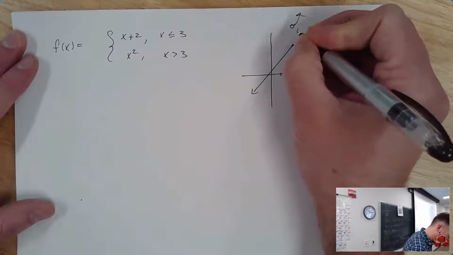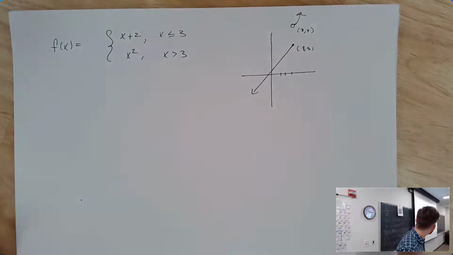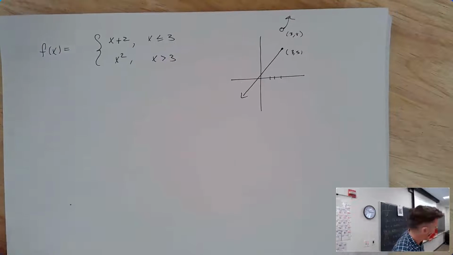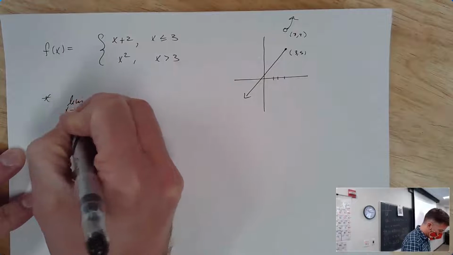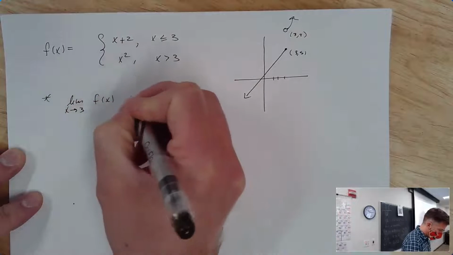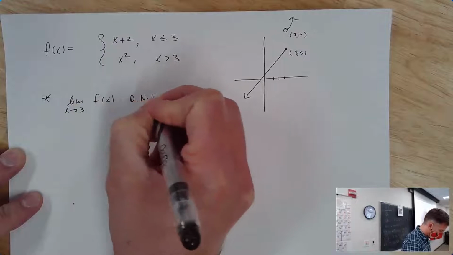Kind of looks like that. It looks better than that, but that's a very, very big idea. And clearly from the picture, we can see the limit doesn't exist as x approaches 3. From the left, it's getting closer and closer to 5. From the right, it's getting closer and closer to 9. So we know the limit as x approaches 3 of f of x does not exist.